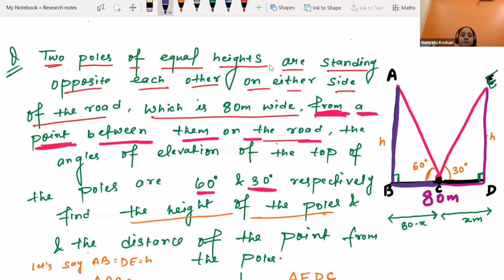Getting it? Now in the finding part also, if you read it, Alvina, find the height of the pole. So we must use the height. Then only later on will we be able to find the value. And it says find the distance of a point from the pole. So distance BC also we are supposed to find. So we must use these two purple colored sides, then only will we be able to find the value of H and the length of BC. Getting it? Yes, ma'am, got it.